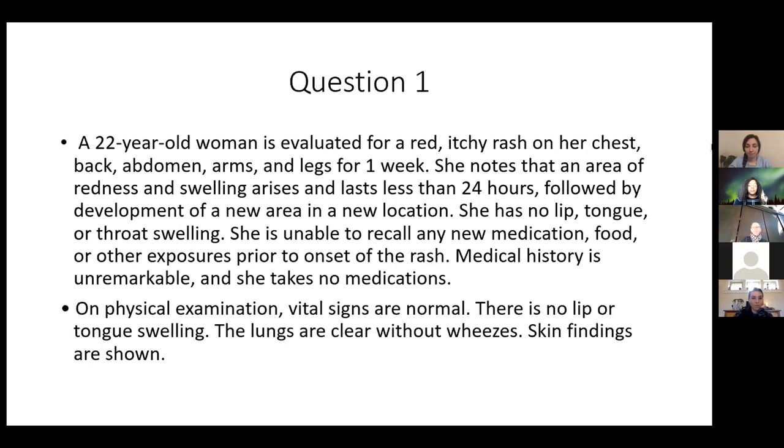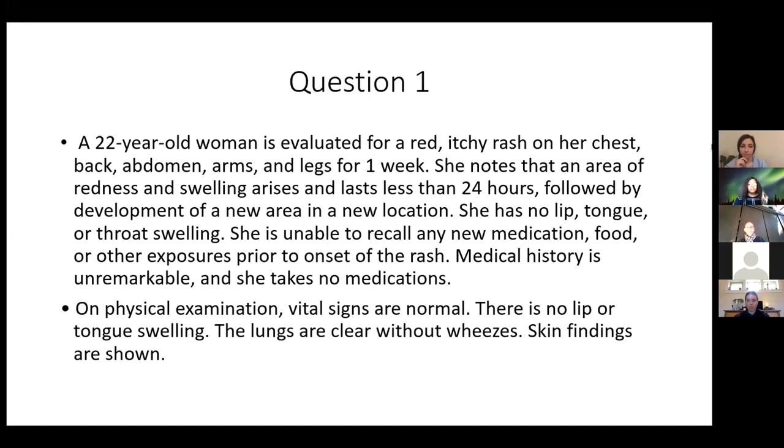So for question one, we have a 22-year-old woman. We'll be evaluating her for a red itchy rash on her chest, her back, her abdomen, arms, and legs for a week. She notes that there's an area of redness and swelling that comes and goes for 24 hours or less, and it comes and goes in different locations. She has no lip, tongue, or throat swelling, can't really remember any new meds, food, or other exposures, and she has no other remarkable medical history.